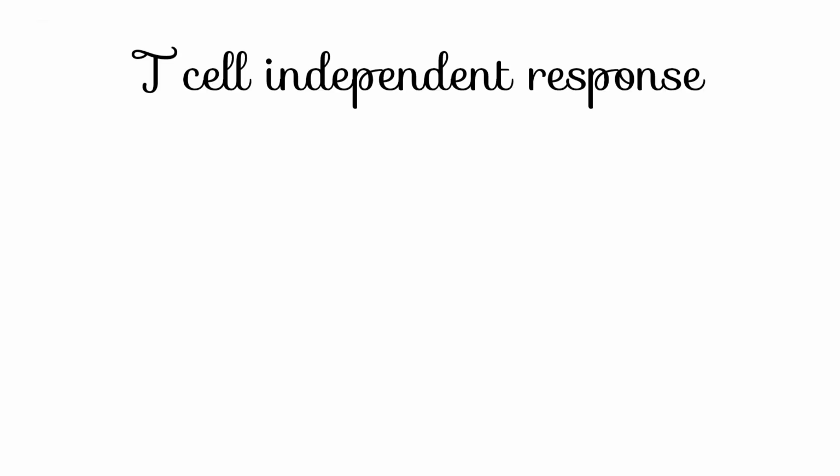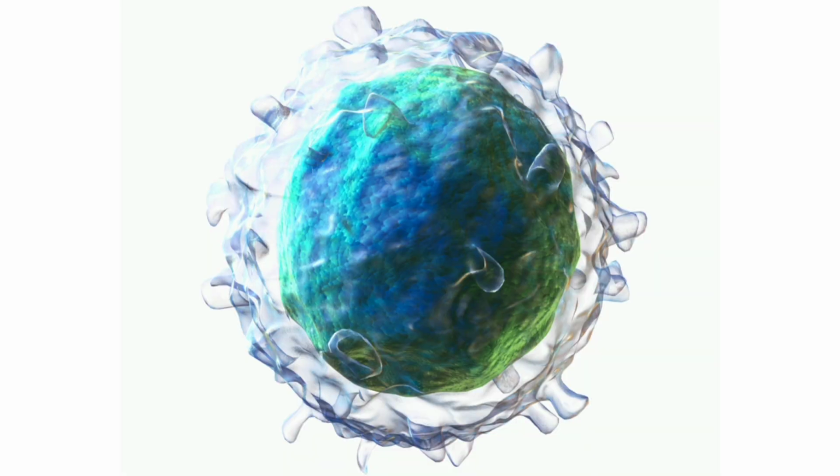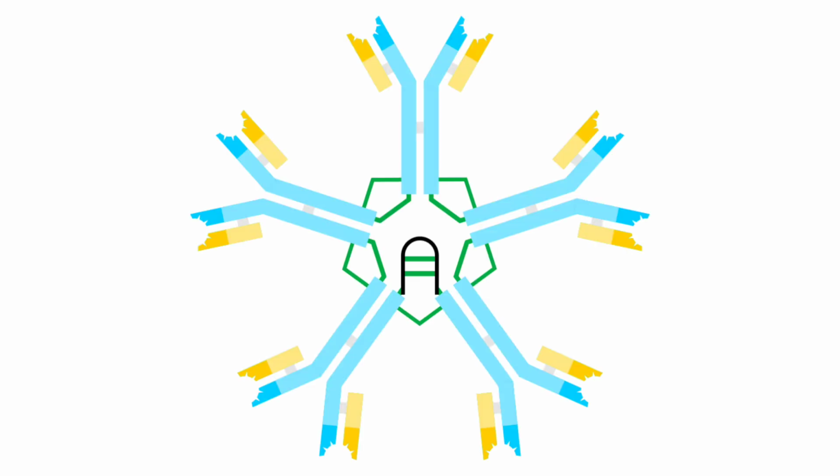Now let's talk about the T cell independent response. So the helper T cells can only recognize protein antigens. They cannot recognize the polysaccharide antigens. So in case of polysaccharide antigens, those antigens are directly recognized by the B cells through their B cell receptor IgM and IgD, and the B cell will make antibodies against those polysaccharides on its own. And in the case of T cell independent response, primarily IgM is produced by the B cells.